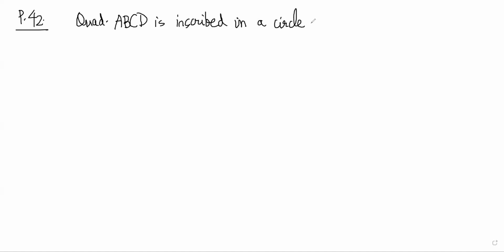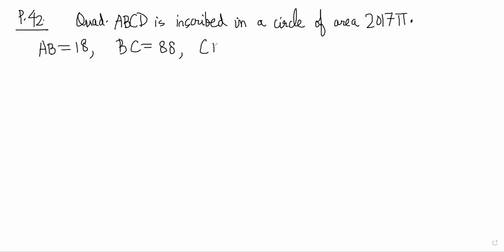What about problem 42, which was the geometry one? We had quadrilateral ABCD inscribed in a circle of area 2017 pi. And what was given was AB is equal to 18, BC is equal to 88, CD is equal to 89, and you have to find DA. Has anybody gotten the answer for this?